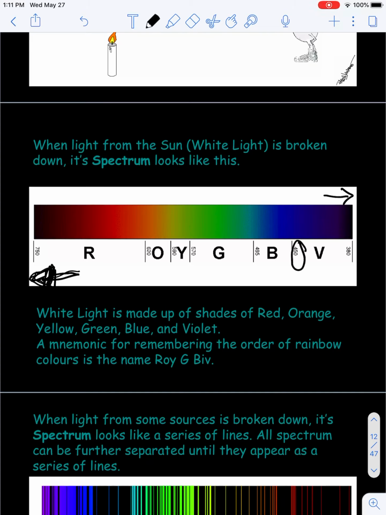The mnemonic, sorry, for remembering the order of rainbow colors is the name Roy G. Biv.